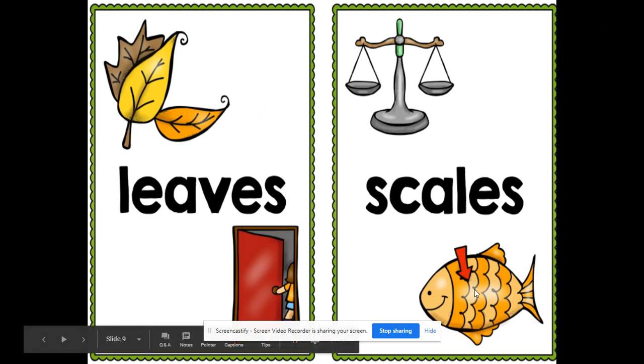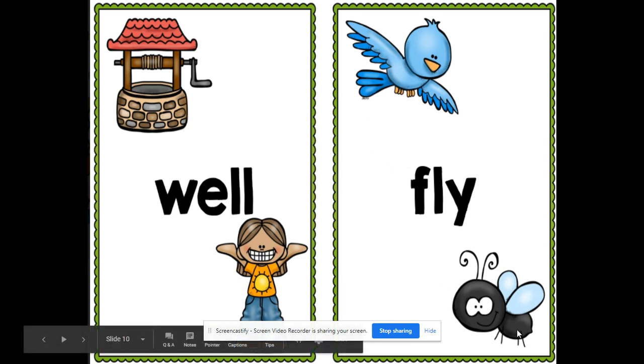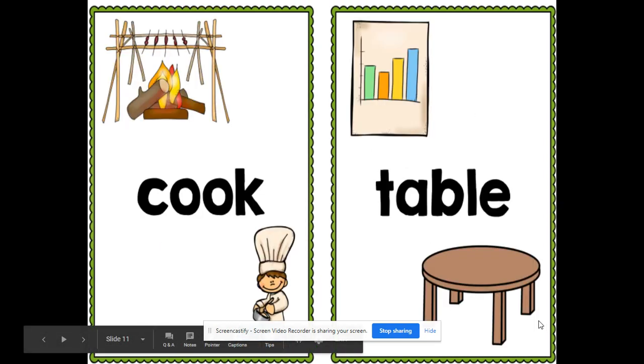Scales can be found on a fish, or scales can be used to weigh things. Well. A well can be used where people are drawing water, or well means you can feel well. I'm doing really well. Fly can mean to fly up in the air, like an airplane can fly, a bird can fly, or it can be a little fly that you have to shoo away.